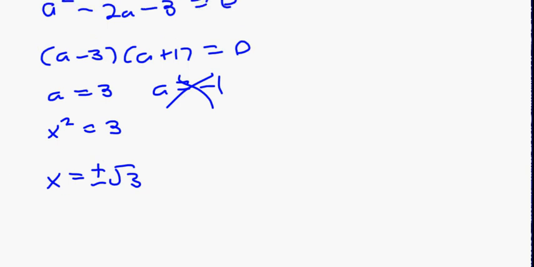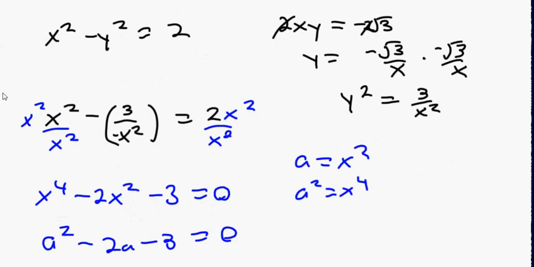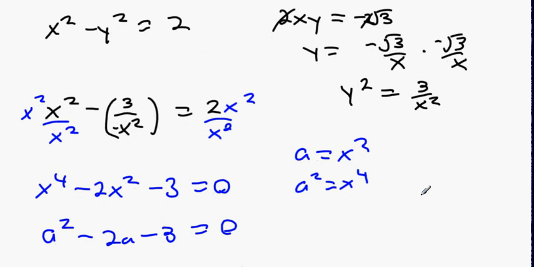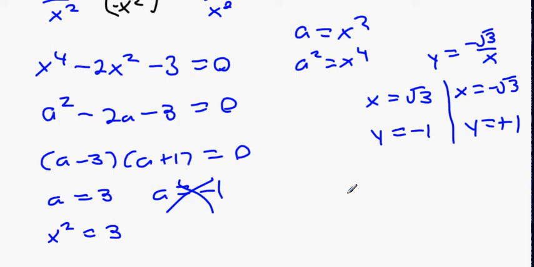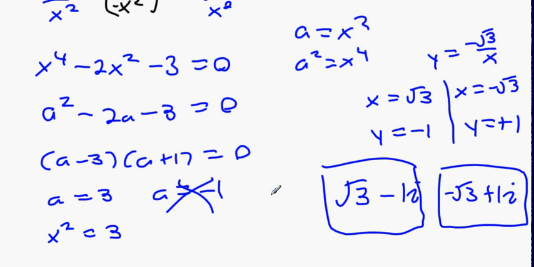Now that we figured out that x equals plus or minus root 3, we have to figure out what y is. So y equals minus root 3 over x. When x equals plus root 3, y equals minus 1. And when x equals minus root 3, y equals plus 1. So the two values are root 3 minus 1i, or minus root 3 plus 1i. And here are our two answers.